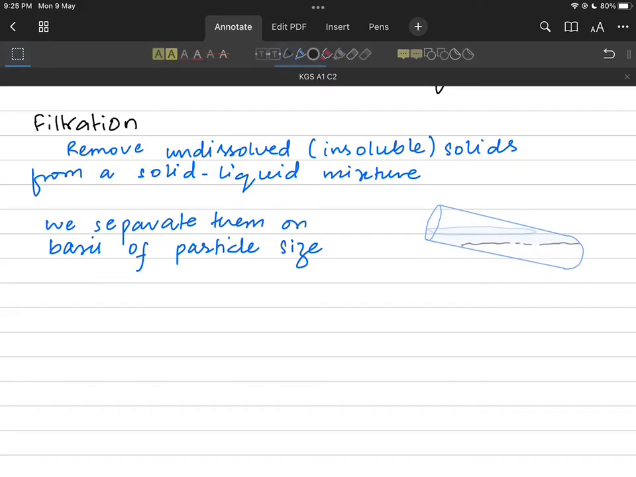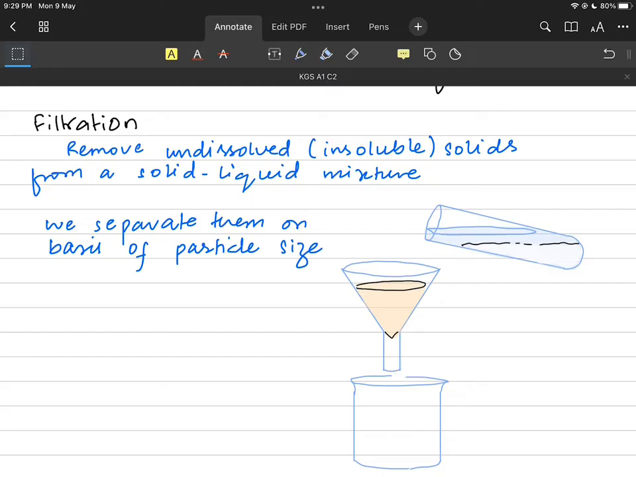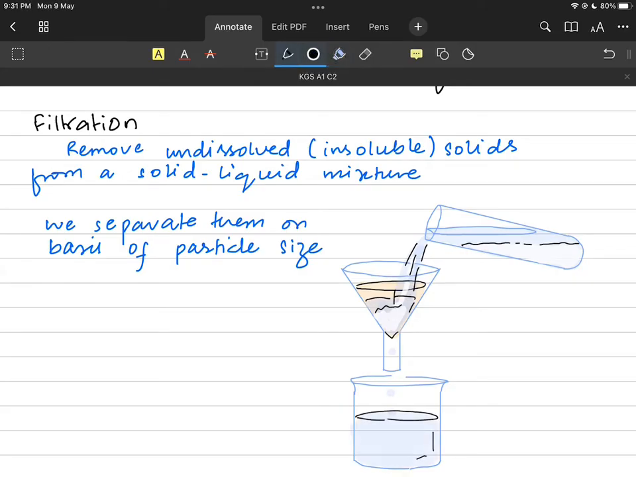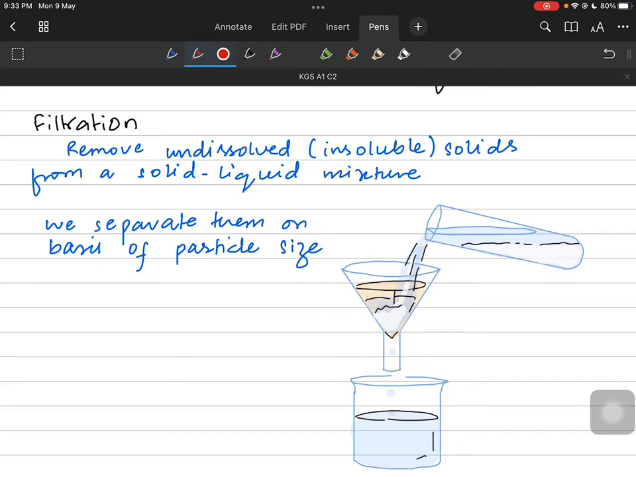So imagine you have a test tube which contains insoluble precipitates, for example calcium sulfate or barium sulfate, and the water was still there. You pass it through a filter paper which has a very specific pore size, set on a filter funnel. The filter paper is folded in the form of a cone, and when the test tube containing the mixture is poured onto the filter paper, it allows only the liquid portion to pass through.